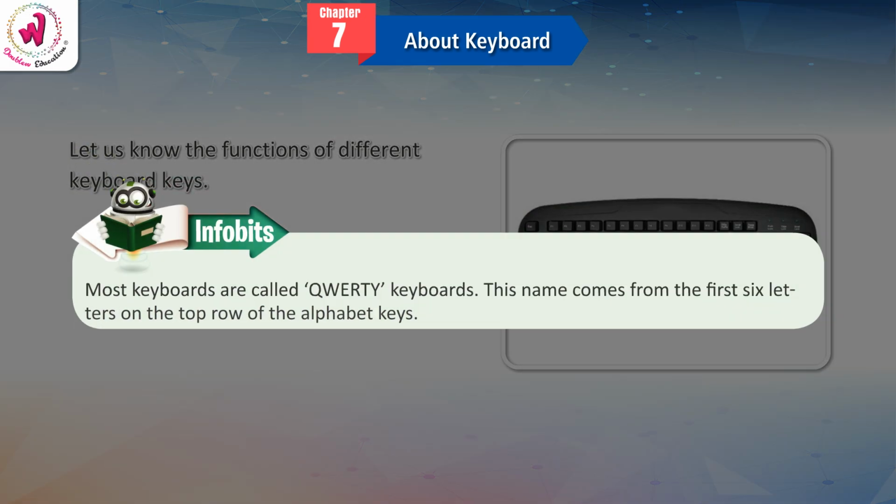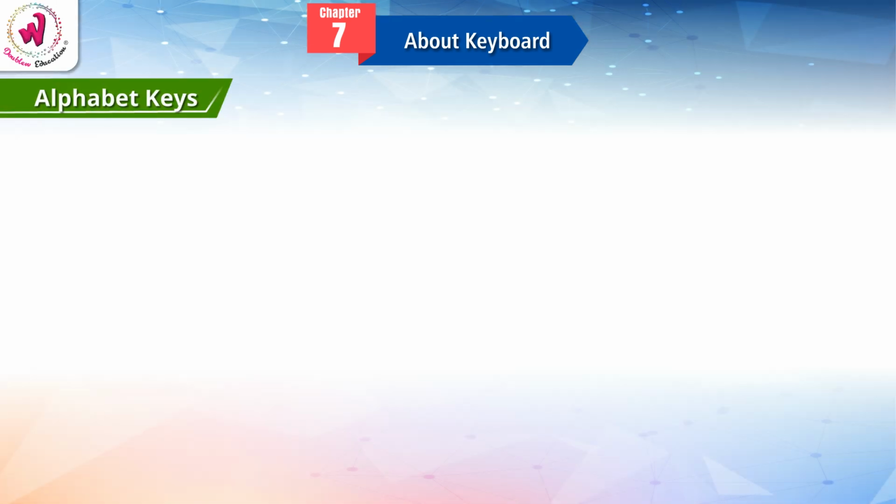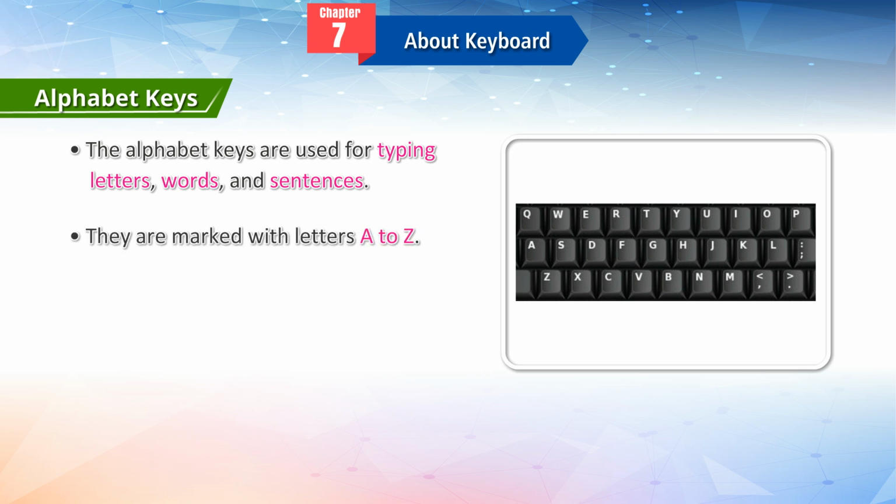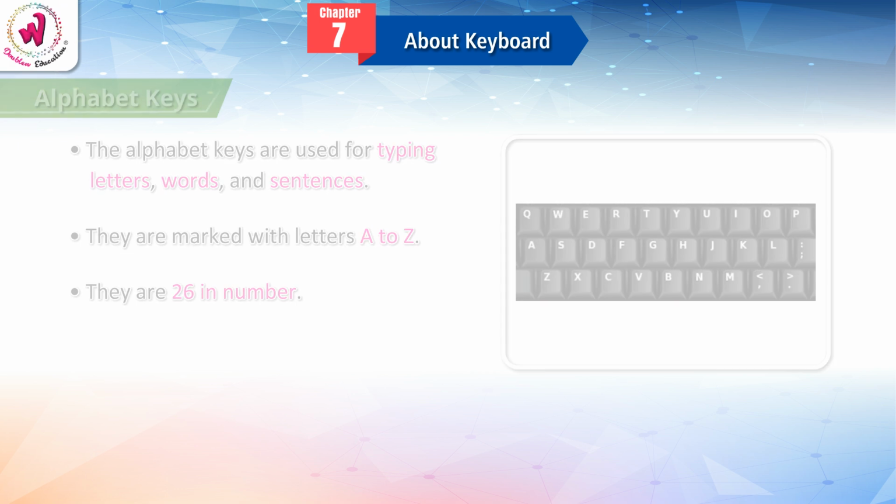Info bits. Most keyboards are called QWERTY keyboards. This name comes from the first 6 letters on the top row of the alphabet keys. Alphabet keys. The alphabet keys are used for typing letters, words and sentences. They are marked with letters A to Z. They are 26 in number.